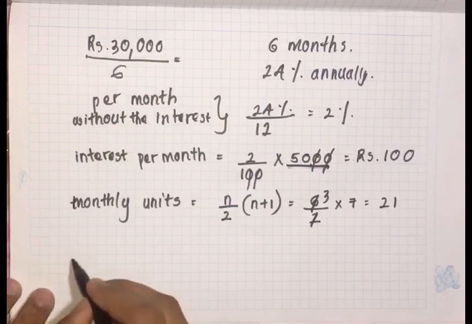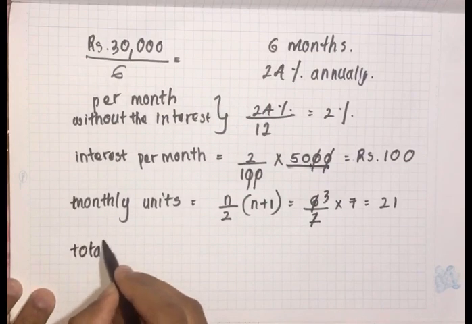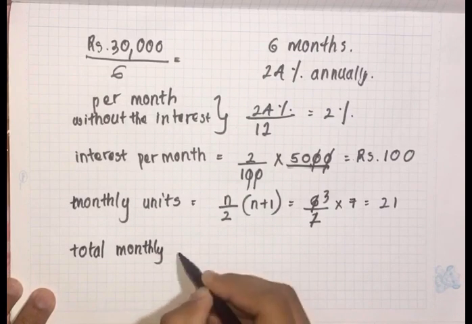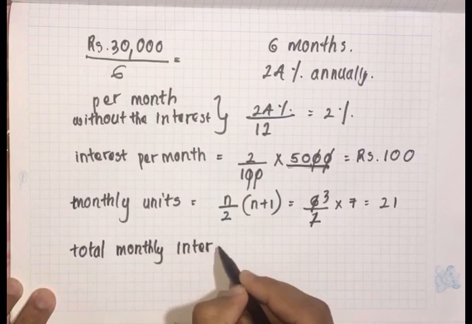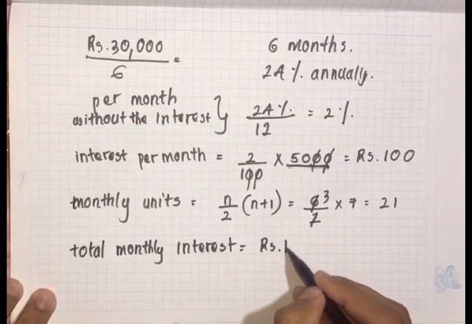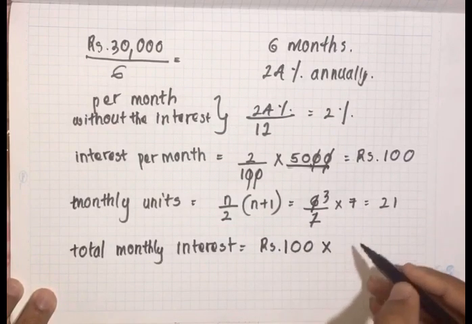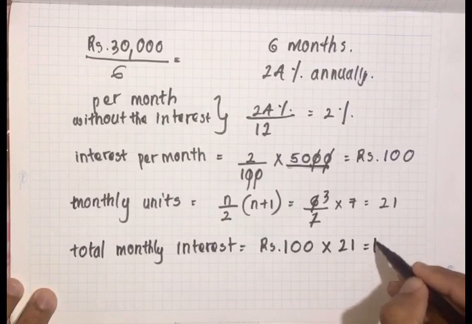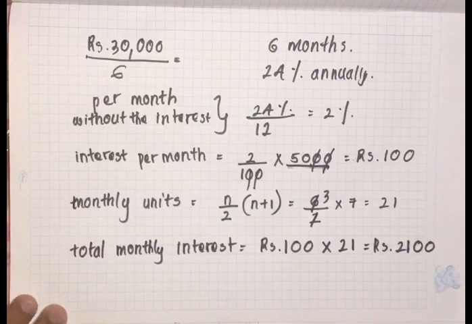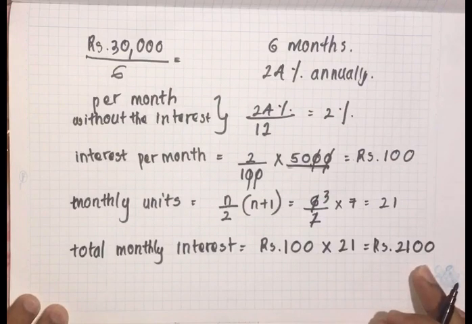Now for the total monthly interest, you know the interest per 1 month. You have to multiply it by the total number of month units. That is going to give you 2,100. Our answer is correct, right? Earlier also you got the same amount. So you have altogether 2,100.